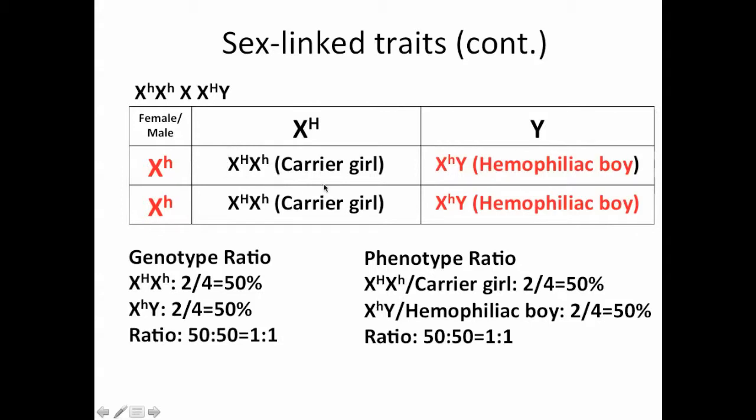However, all the boys will have hemophilia because they inherited the Y chromosome from the father and the mutant H allele from their mother. They do not have another copy of the normal allele to mask this hemophiliac allele like the girls. The genotype ratio for this will be 50-50, so that's 1:1, because the only two possible genotypes we have are the carrier girl genotype and the hemophiliac boy genotype. The same goes for phenotype ratio because we can only have either a carrier girl or a hemophiliac boy, so the phenotype ratio is 1:1 as well.